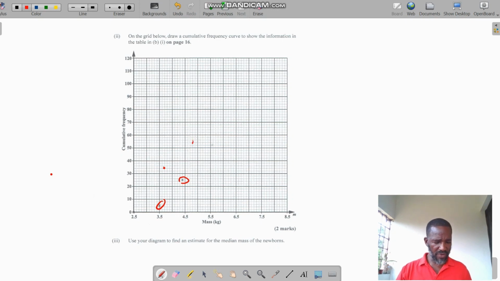Okay, let's move on. So 6.2. So 6.2 would correspond to 64. So 60, 62, 64, and 6.2 would correspond to that one. So that's our line there. And next one, 7.1.